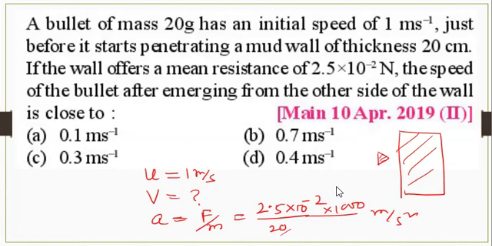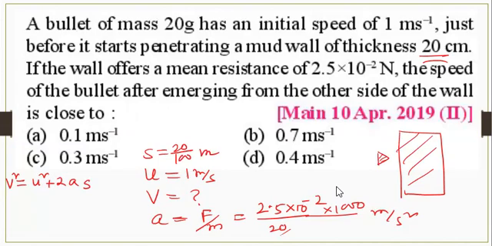So now, because acceleration is constant, we can directly use the formula v square equal to u square plus 2 into a into s. S is 20 centimeter. Okay, s is 20 upon 100. We have converted all this in SI.